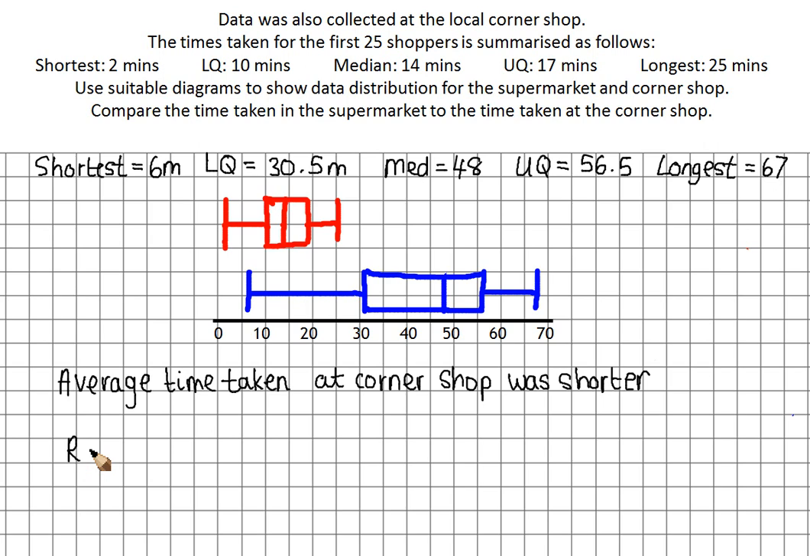We've also got to talk about the range. So again, the range for the corner shop, the difference between the largest and the smallest, is much smaller than the range at the supermarket. So the range of times, or the spread, which is what the range tells you about, of times at the corner shop was shorter or was smaller.